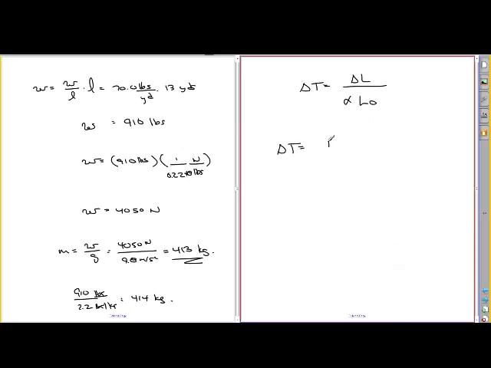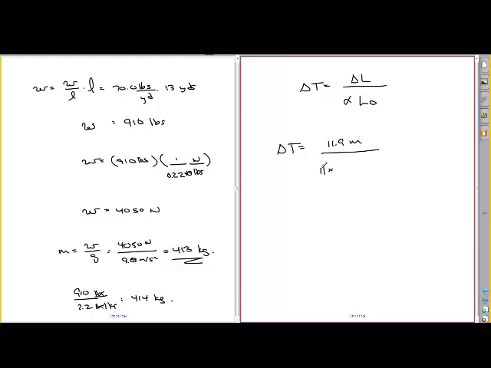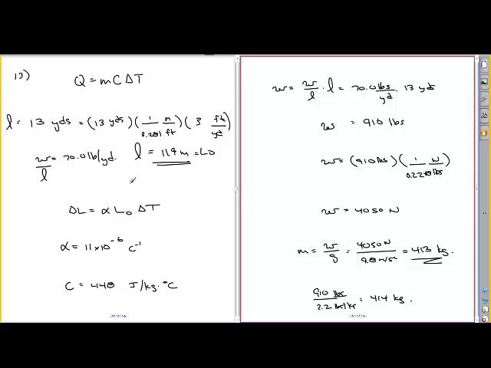L0 was 11.9 meters. Alpha was 11 times 10 to the minus 6 degree C to the minus 1 power. And L0 is in the denominator, so it's 11.9 meters. Delta L is given in the problem statement. Did I write it down? I don't think so. It's a couple of millimeters.